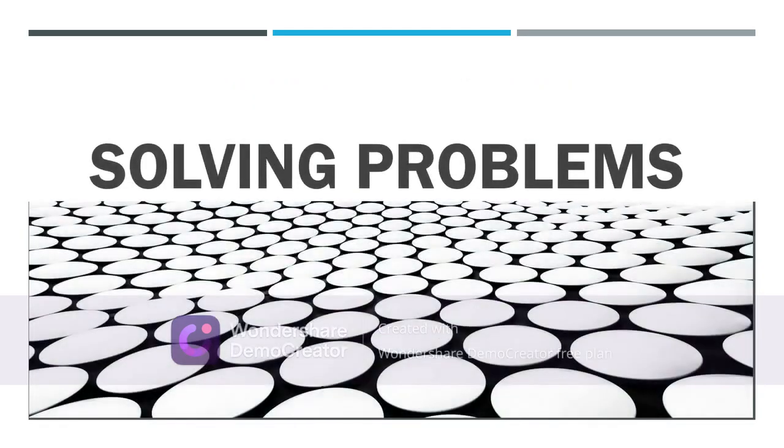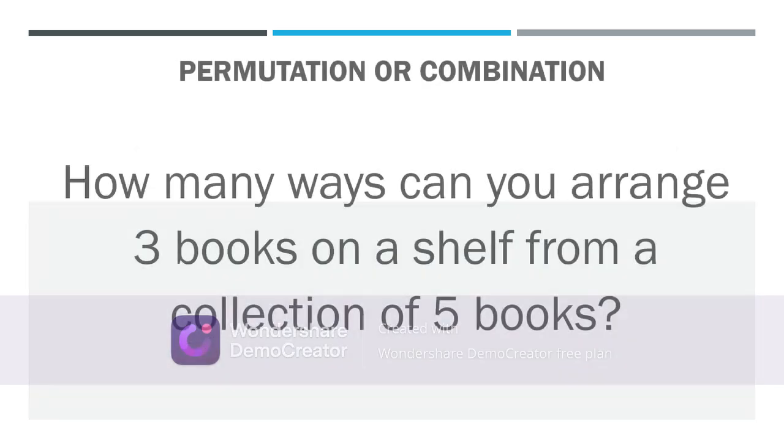Okay, so let's now proceed to the solving problems. So here are the 10 example scenarios where you can determine whether a problem involves permutation or combination. So let's start with number 1.